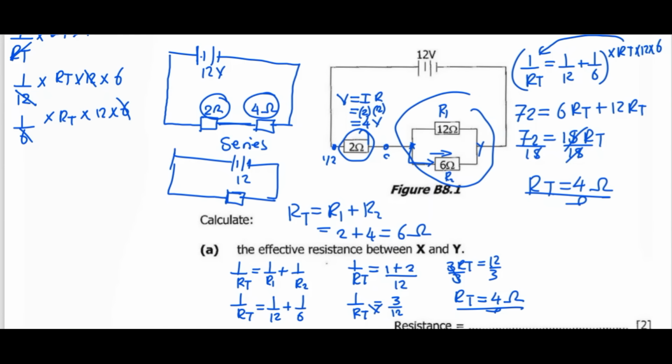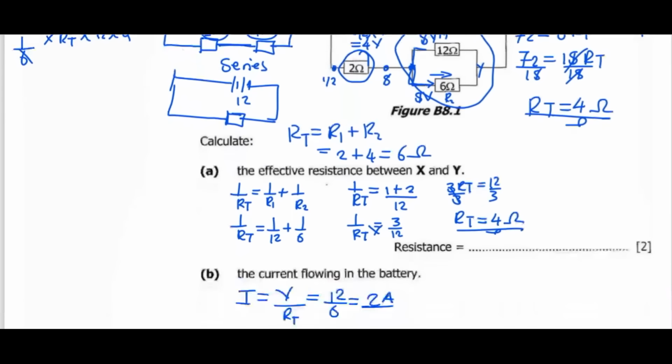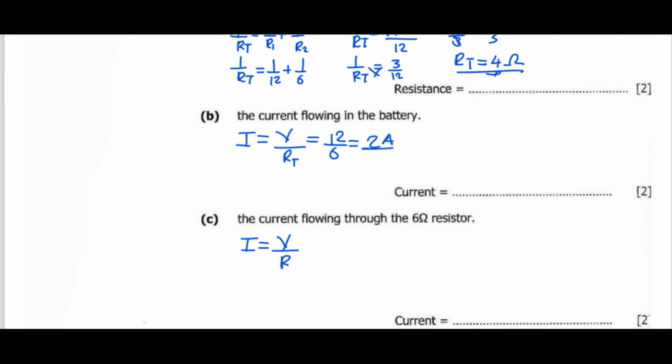So here we only have 8 volts. We know that under the parallel, here we are going to have 8 volts, and also here we are going to have 8 volts. Why? When two resistors are connected in parallel, they have equal voltage. So the current will be 8 over 6. What is 8 divided by 6? It's 1.3333, which is 1.3 amps.